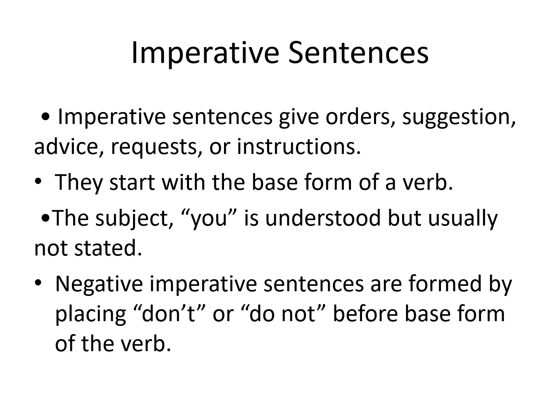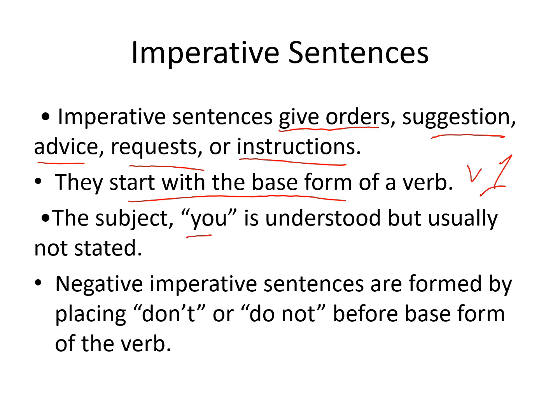Next type of sentence is imperative sentences. Imperative sentences give orders, suggestions, advice, requests or instructions. So when we have to give an order, suggest something, advise, instruct, or request, then we use imperative sentences. And they start with the base form of a verb, meaning the first form of the verb.